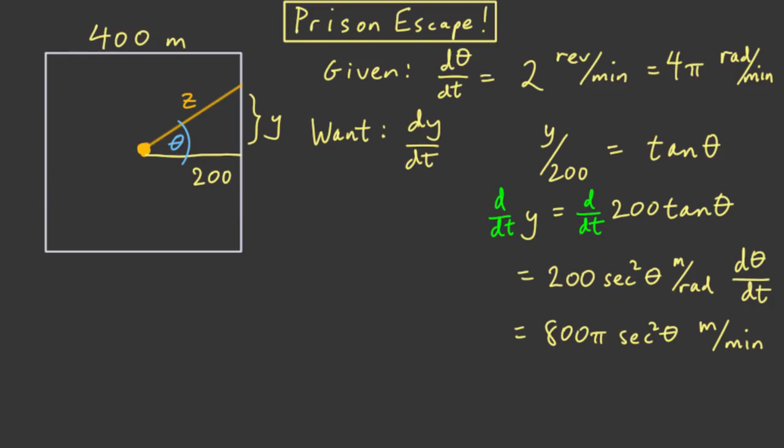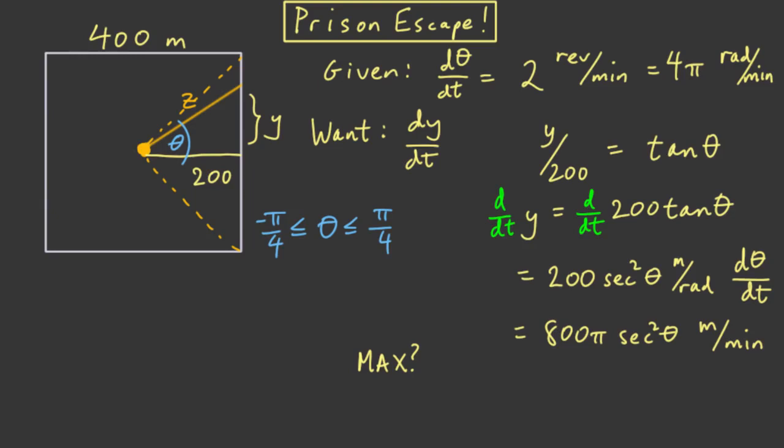Okay, now we have to figure out the maximum velocity that we might possibly get out of this. If we look at the picture, theta can be anywhere from down here in this corner to up here. So theta is between minus pi over 4 and pi over 4.